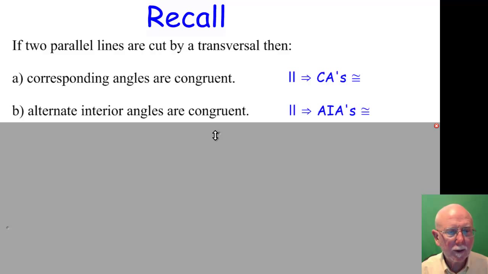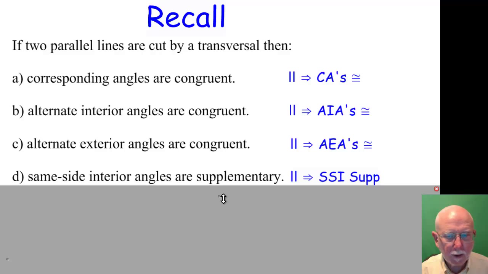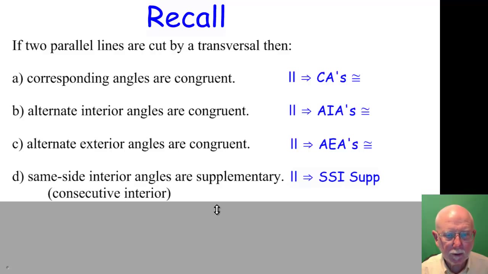The second one is when I have parallel lines, my alternate interior angles are going to be congruent, and I write that as parallel implies alternate interior angles congruent. Third one, when I have parallel lines, alternate exterior angles will be congruent, and I write that as parallel implies alternate exterior angles congruent. And then same side interior or consecutive interior. So when I have parallel lines, my same side interior angles are going to be supplementary, and I write that as parallel implies same side interior supplementary.